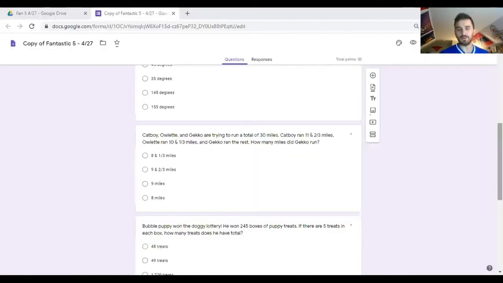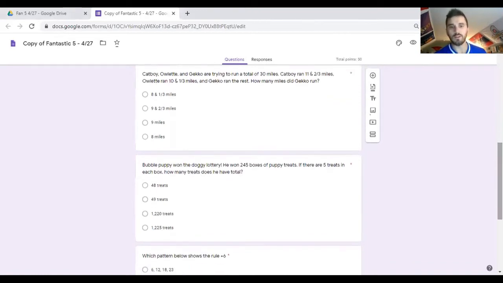All right, it says Bubble Puppy again won the doggy lottery. He won 245 boxes of puppy treats. If there are 5 treats in each box, how many treats does he have total? So a couple of words stand out. Each gets my mind going a little bit. You've got multiplication or division, but then you see total. Now total normally tells me to add. But when each and total work together, repeated addition is the same thing as multiplication. So that each tells me I need to do some multiplying here.